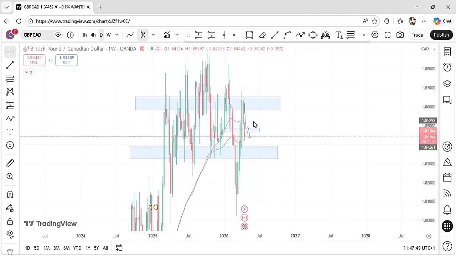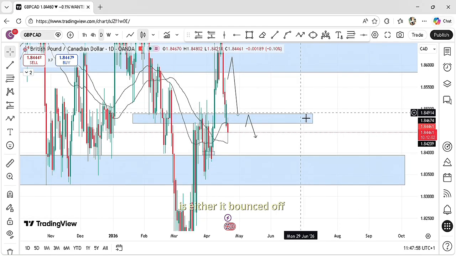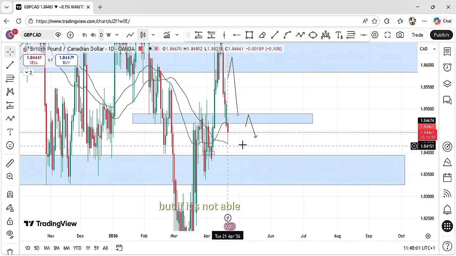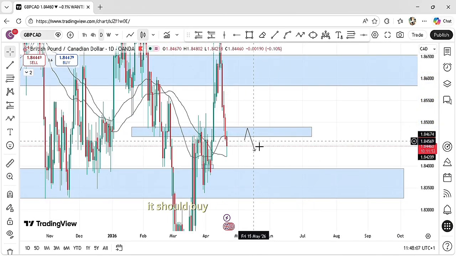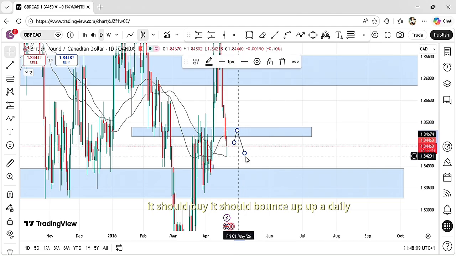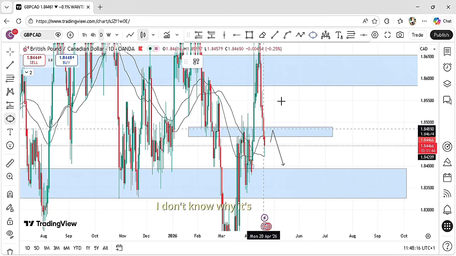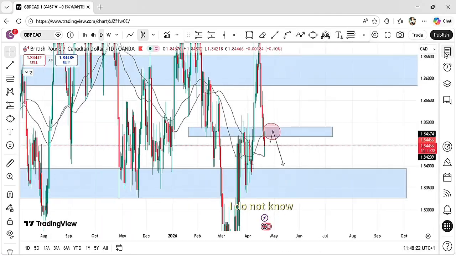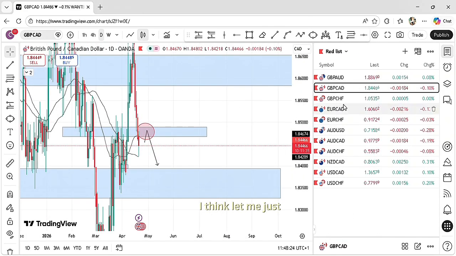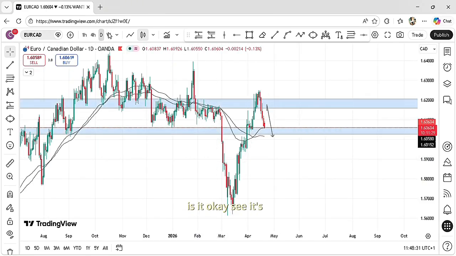So I wanted two things to happen on the daily time frame: either it bounces off the weekly level, or if it's not able to bounce off the weekly level, then it should bounce off a daily key level, which honestly I was waiting for. I'm so sorry guys, I don't know why it's taking time to load. Let me just try and restart.